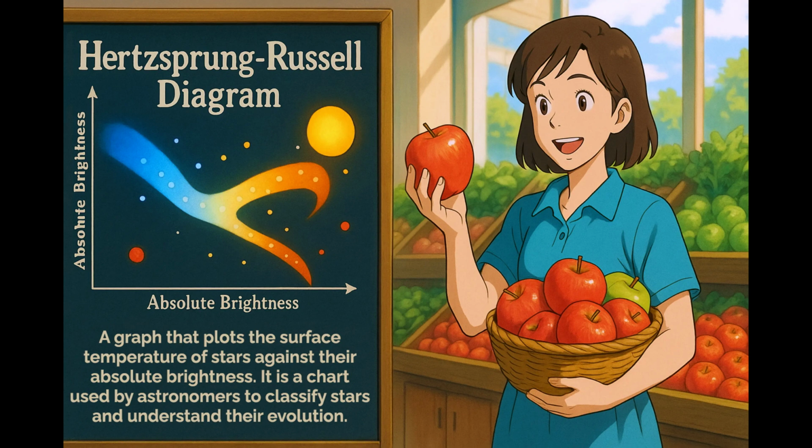Just like you use these two characteristics to determine which apples are the freshest and juiciest, the Hertzsprung-Russell diagram uses the surface temperature and absolute brightness of stars to determine their type and life cycle stage. In this analogy, the color of the apple corresponds to the star's surface temperature, and the size relates to the star's brightness, helping astronomers understand and categorize stars just as you would assess apples to pick the best ones.